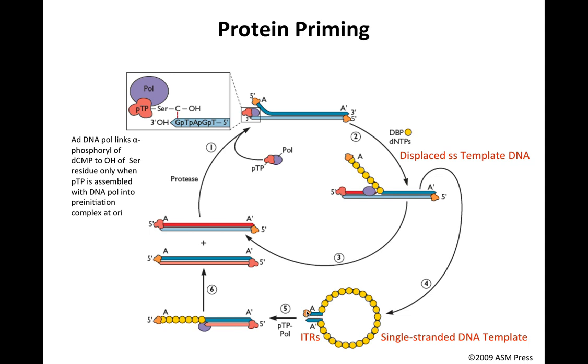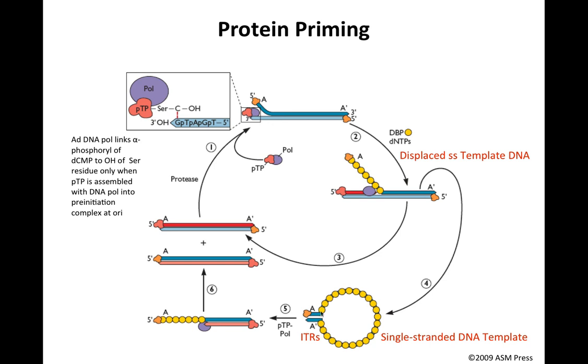Here's the 5' end of the viral DNA bound to terminal protein. The rest of the genome is coated with single-stranded DNA binding protein. And then you have more base pairing. And what do you think? That can serve as a primer for DNA synthesis. So the polymerase will come on to the 3' end right here.